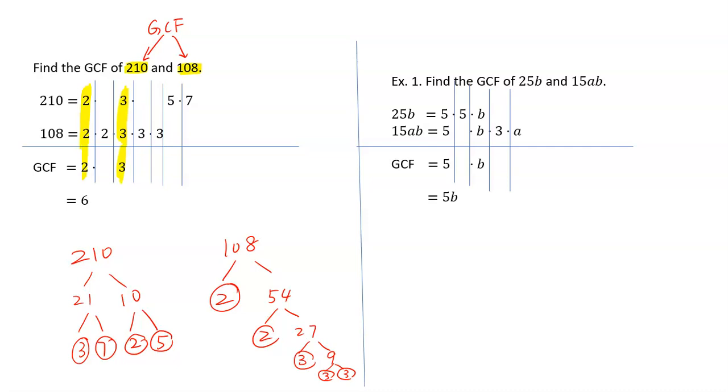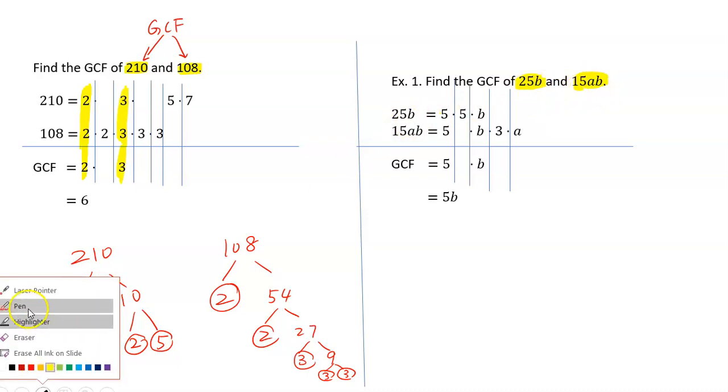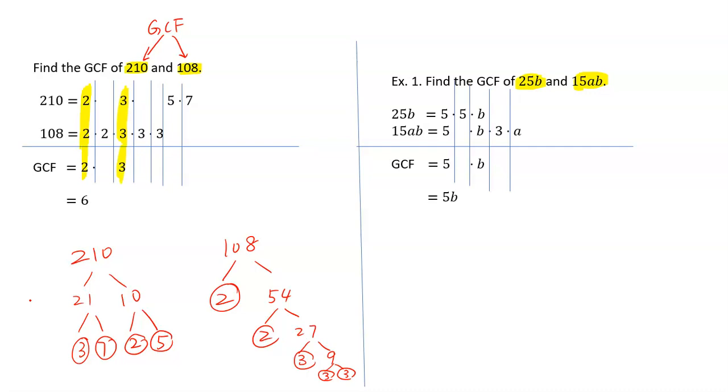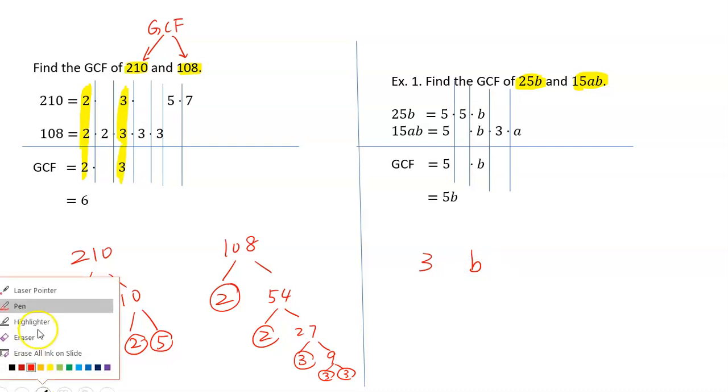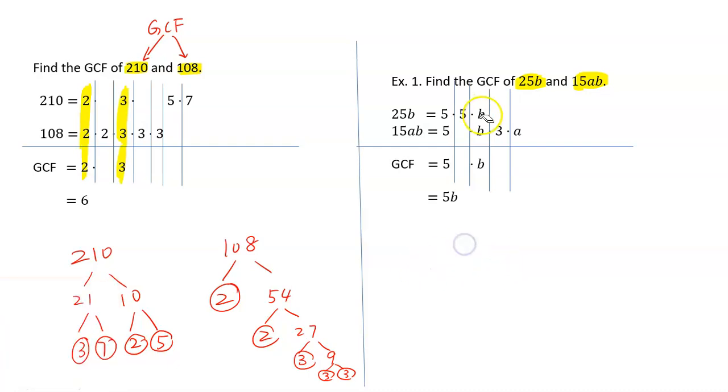Now, this method can also be applied to finding the greatest common factor of two expressions with variables in them. So, for example, 25b, and we can break down 25. We do have to do the factoring separately for the number and for the variable. So 25, of course, is 5 times 5. And the b cannot be broken down. We cannot break down 5, and the same thing with b, we cannot break down b. So we are just going to put a b right there.